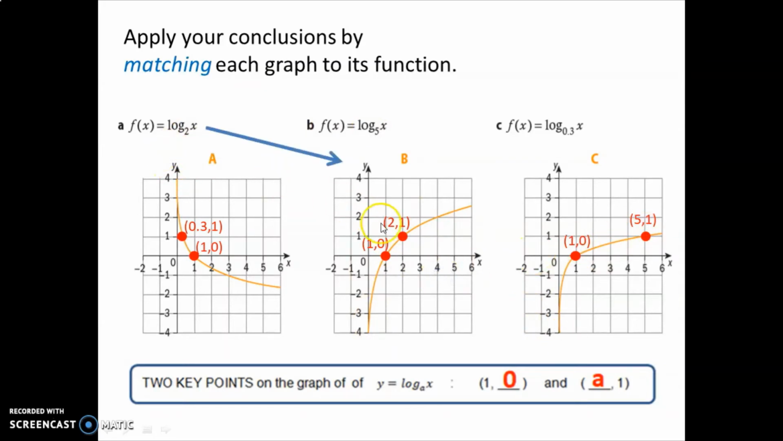Okay, so that one is this one, because we can see the point (2, 1) on there, so the base 2 and 1. This one here is going to be here, because we can see the point (5, 1). The base is 5, and finally here the logarithmic decay, and we see the base of 0.3, and that point is (0.3, 1) right there. Great, that's how we can use those properties to find graphs matching to their equations.